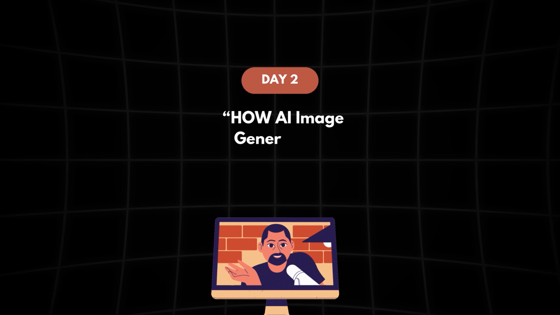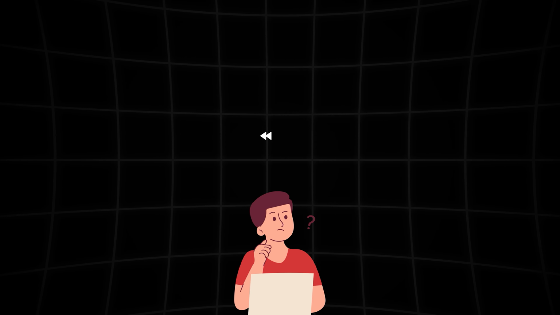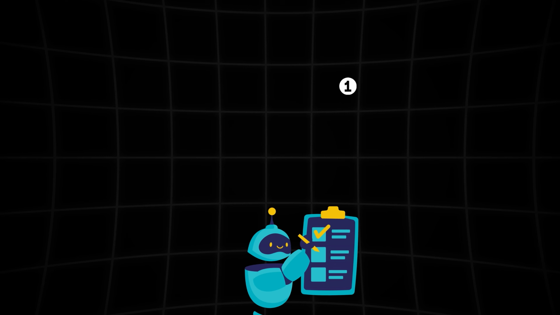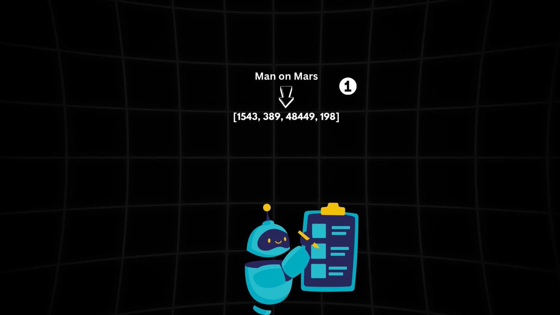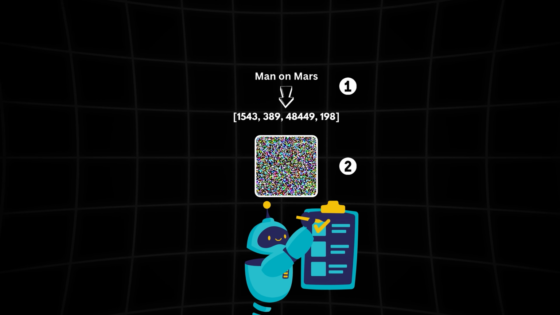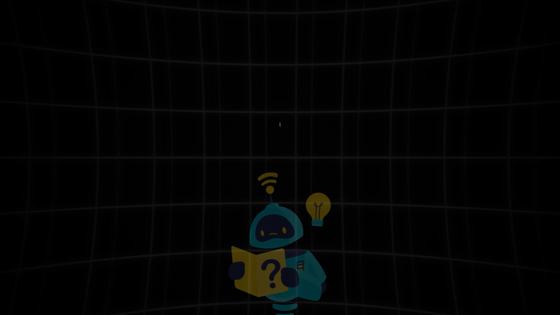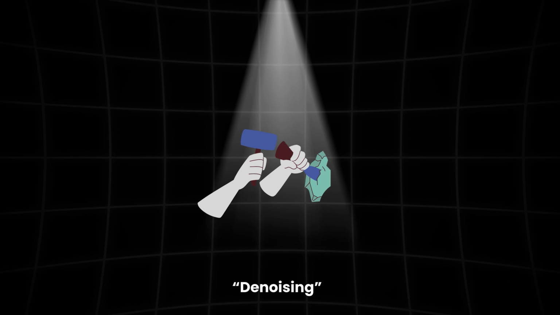And today, we're at day 2 of understanding how AI image generations work. If you haven't watched the previous video, I highly recommend you check it out for better understanding of this video. According to our last video, our AI artist has two things ready. First, a mathematical blueprint obtained from your prompt. Second, a canvas filled with pure random static noise. Now the big question is, how on earth does the image get generated? This is where the sculptor's chisel, aka the denoising, helps.